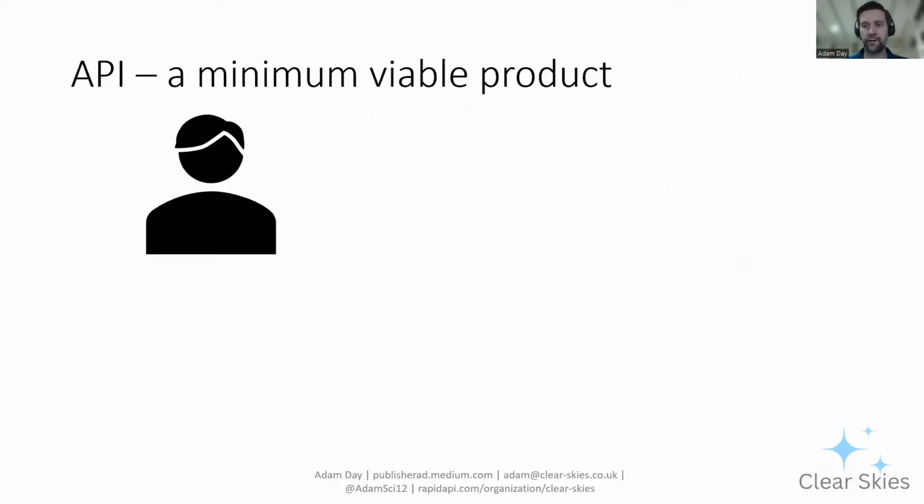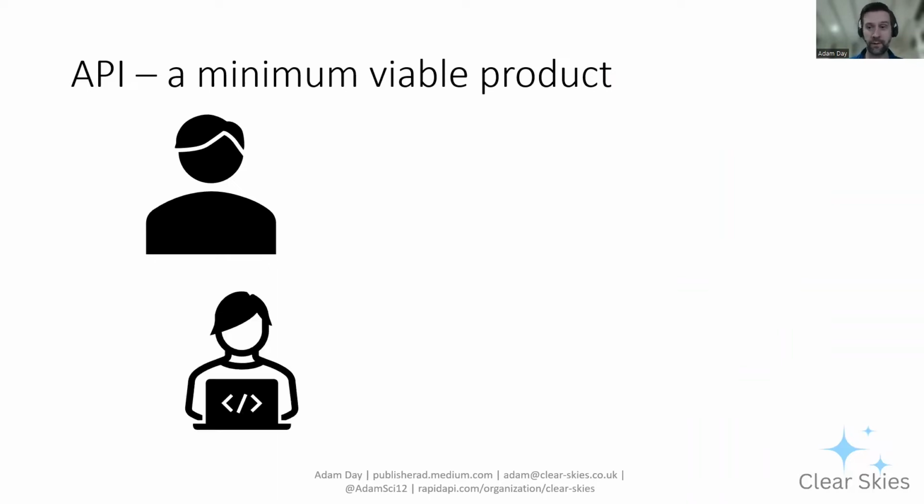APIs, I think, are a great candidate for a minimum viable product. So you have an editor, let's say, of a journal, and maybe to use an API, you need to have a colleague who is maybe an IT professional, somebody who works with computers. You might need to bribe them with cookies. That's certainly something you could do.